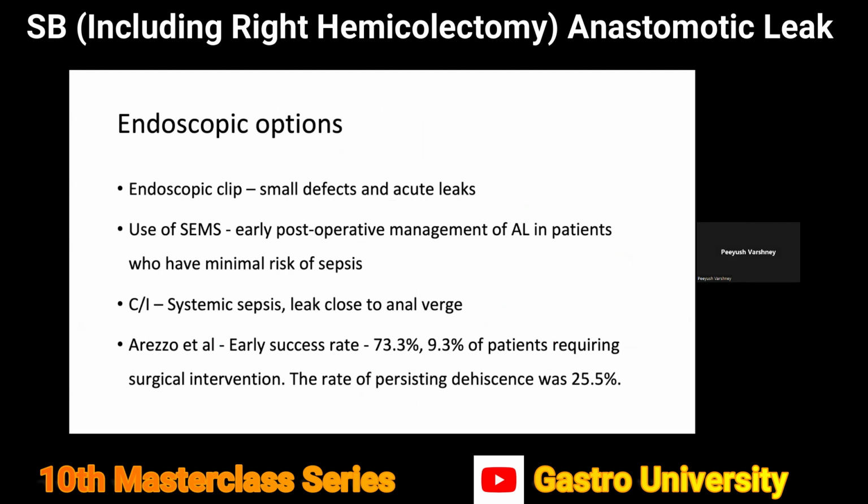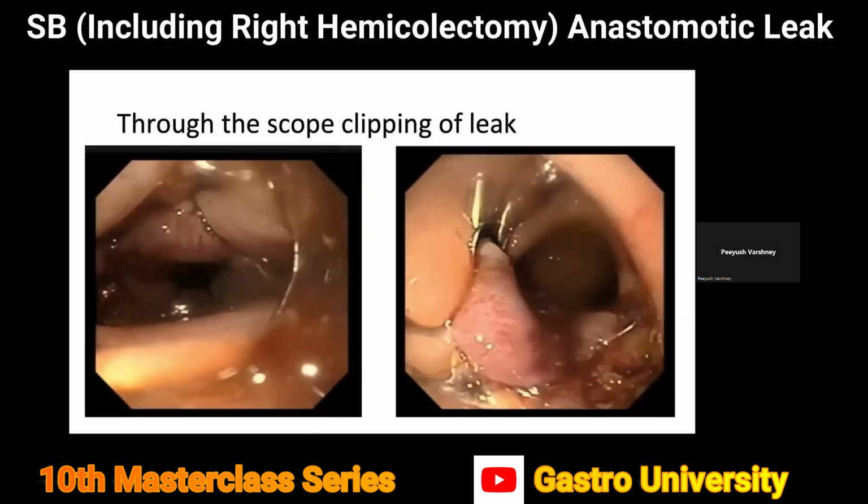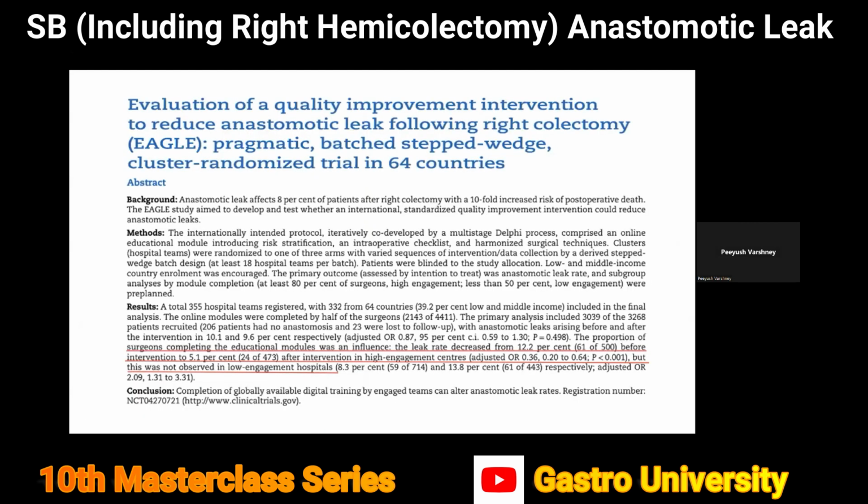Just to complete the list, endoscopic options are also available, but not commonly used for small bowel anastomotic leak. They are more commonly used for esophageal and colorectal anastomosis, like endoscopic clips and SEMS, and endoluminal sponge therapy can also be used and will be dealt with probably in subsequent talks. This is one image of through-the-scope clipping. This is my last slide before the summary.